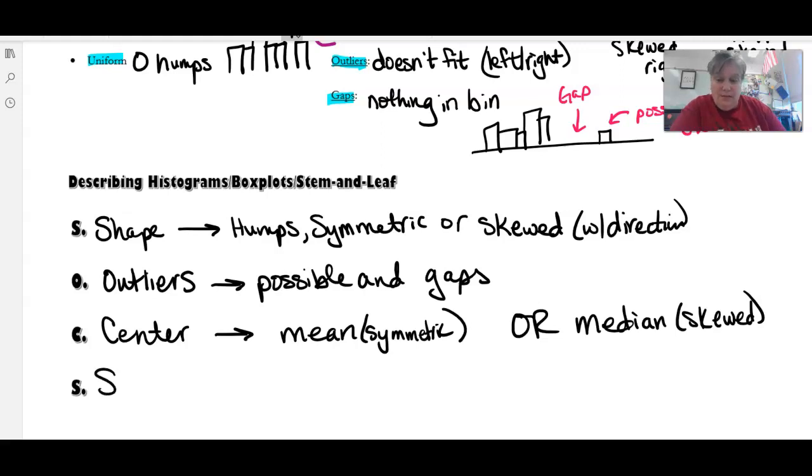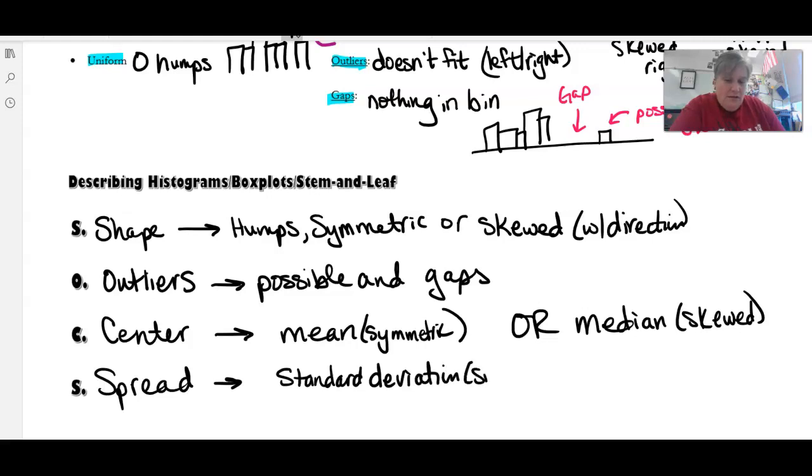The other thing we need to talk about is the spread. And spread kind of talks about how far apart things are, like how spread out is the graph. So if it is symmetric, you're going to use something called the standard deviation, which we will go into in our next video. If it's skewed, you're going to use the median. Not the median, I'm sorry. If it's skewed, you're going to use the IQR.